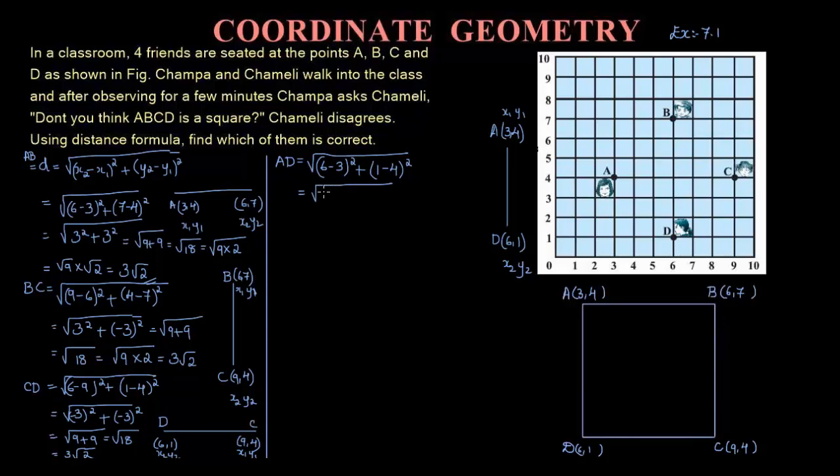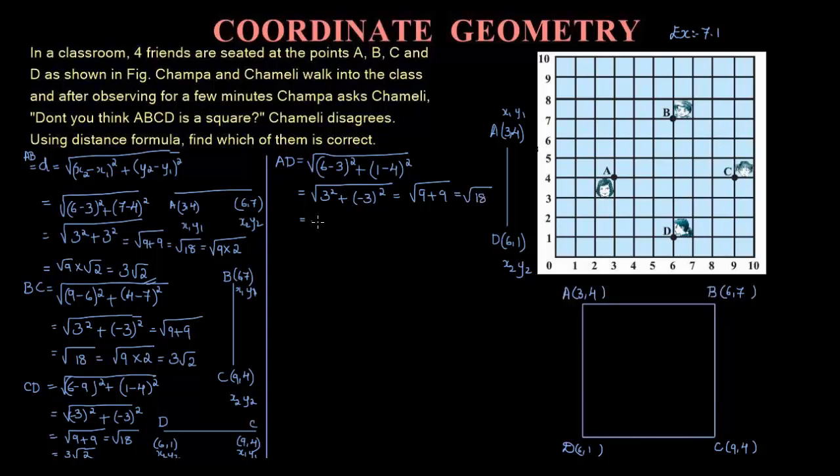So 6 minus 3 is 3 whole square, and here 1 and minus 4 you subtract and write the bigger number's sign, that is minus 3 squared. Again 3 squared is 9, and minus 3 squared is also 9. The square of a negative number or a positive number is always positive, never forget that. And 9 plus 9 is 18.